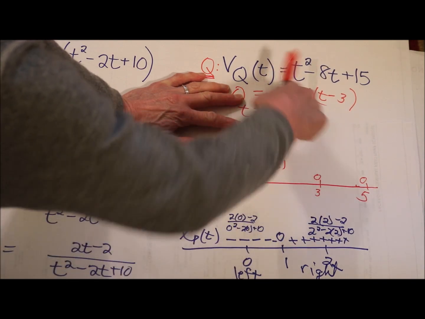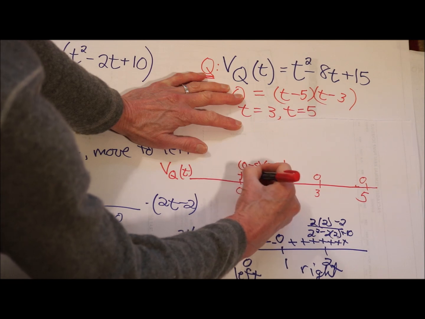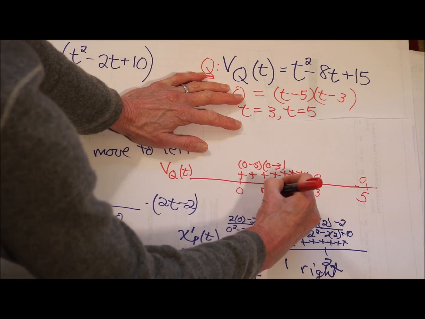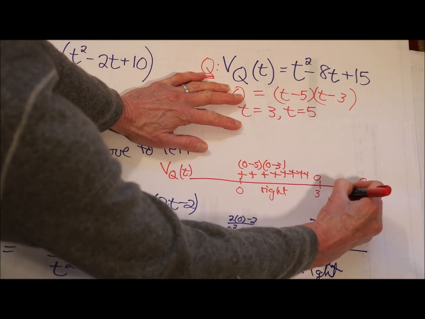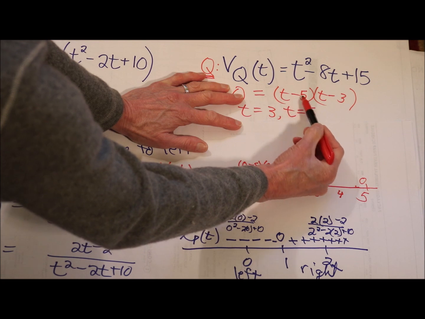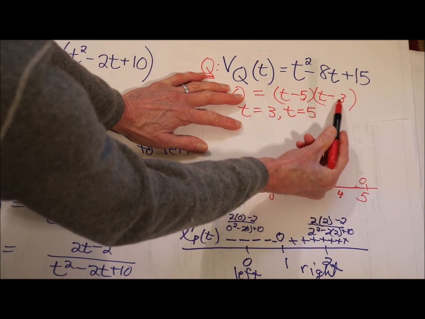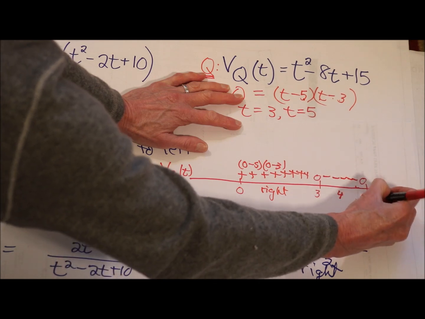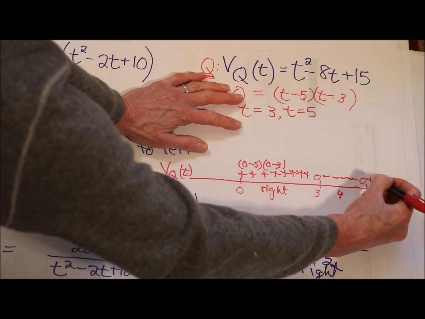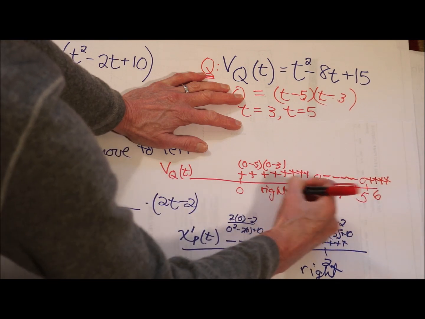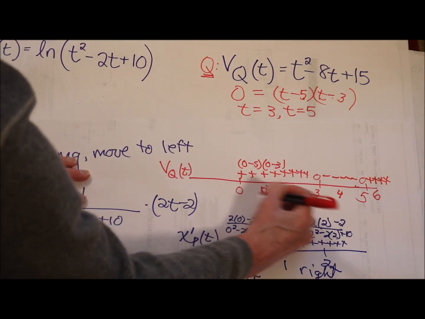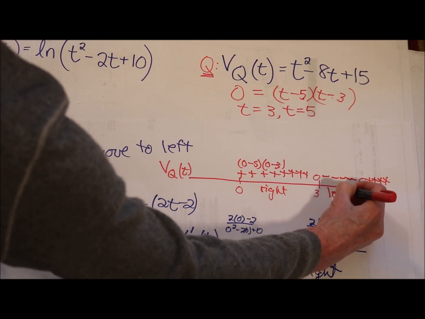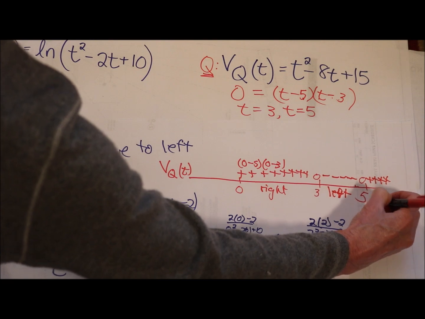Plugging in 0 into the velocity, that's going to give me something positive. So I know particle Q is moving to the right from 0 to 3. Let's plug in 4. If I plug in a 4, 4 minus 5 is negative. 4 minus 3 is positive, so that's going to give me something negative. Let's plug in 6. That's going to give me something positive. So I'm moving to the right. Q is moving to the right from 0 to 3. It's moving to the left from 3 to 5. And then it's moving to the right again.